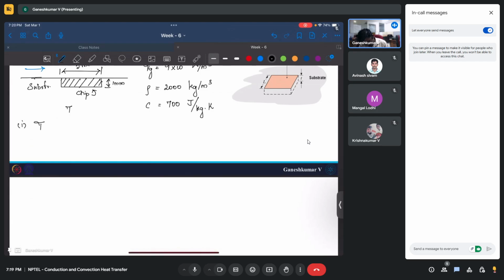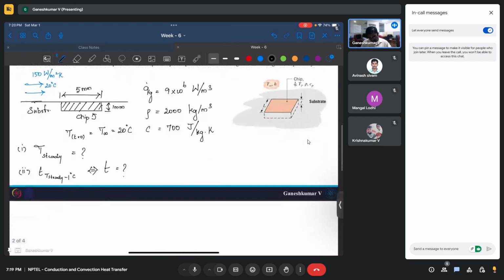So what they have said is that at t equal to 0, T is T infinity, which is 20 degrees Celsius. Now I want to know what is T steady. Number 2, I want to know the time taken to reach T steady minus 1 degree Celsius. Or maybe I will just write it as T. This is what they are asking.